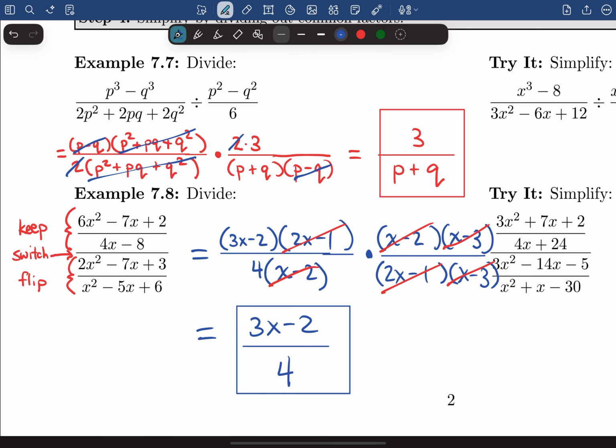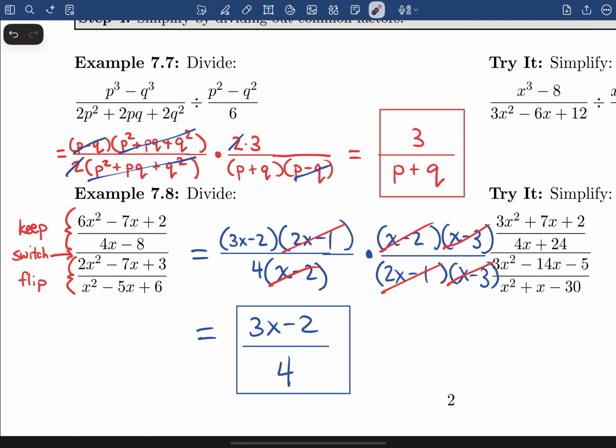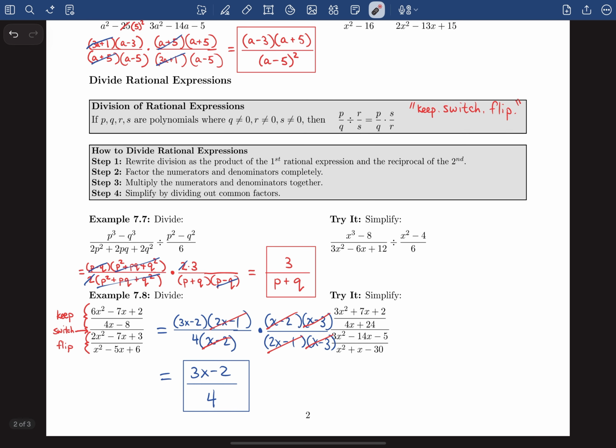So we have divided this gross-looking polynomial fraction by this gross-looking polynomial fraction. But because we're so good at factoring, things simplify and look a lot simpler, right? Look a lot easier than they did.